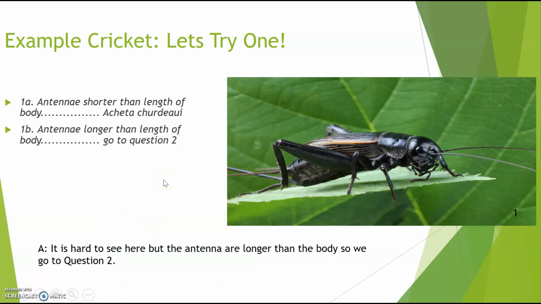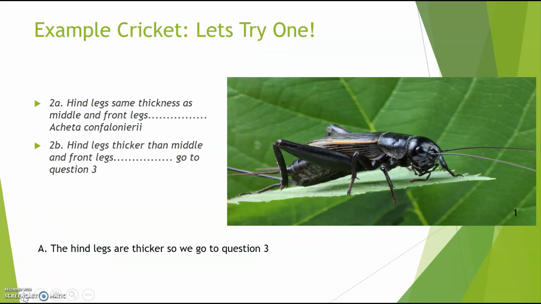So the first question in our key is, are the antennae shorter than the length of the body, or are they longer than the length of the body? Can't see it here because it goes out of frame, but the antennae here are longer than the body, so we would go to question 2.